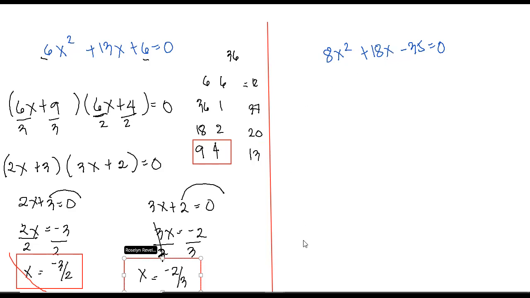What is 8 times negative 35? 8 times negative 35 is negative 280. Okay, so we need to find the factor of negative 280 that will give us positive 80. So what do you think is the factor of negative 280 that when we get the sum will be 80?